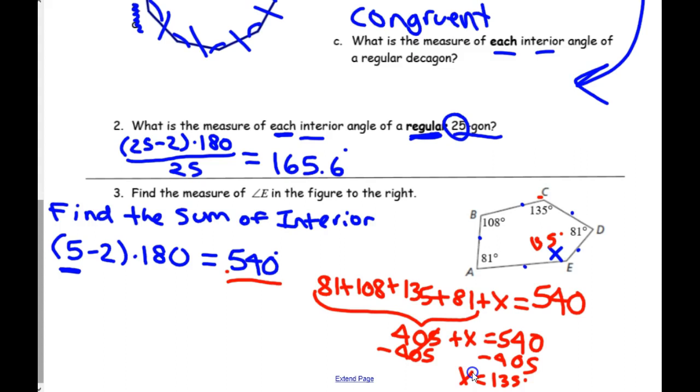Now, today's assignment doesn't have one like that. Okay? This one's pretty straightforward. Can you find the sum of the interior using n minus 2 times 180? And then on the back, it's asking you for each interior, which is n minus 2 times 180 divided by n. Okay? It says, please read the instructions. It tells you which formula to use if you look at your notes.